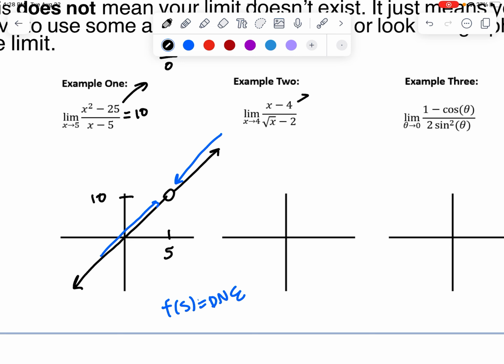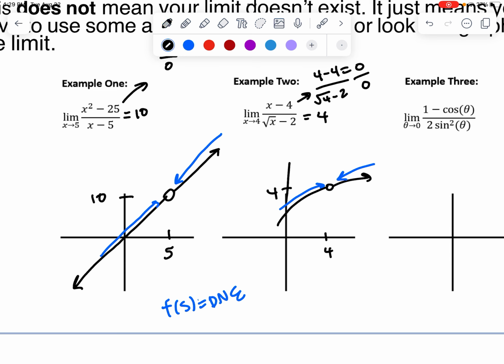Same thing happens here. If you plug in 4 to this function, 4 minus 4 is 0. And then the square root of 4 is 2, and 2 minus 2 is 0. So again, I get indeterminate form. And so you might think, oh, I can't do anything. But if you were to put this graph in Desmos, it would show you a hole at (4, 4). So the point does not exist, but the limit does. And as we approach 4, the y value, or the function, goes to 4.